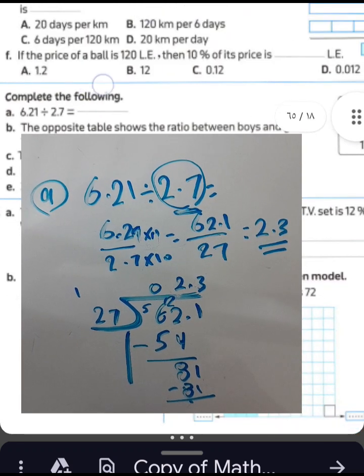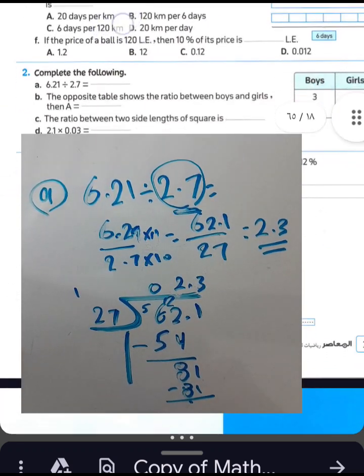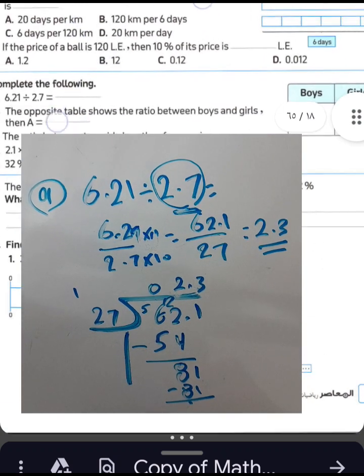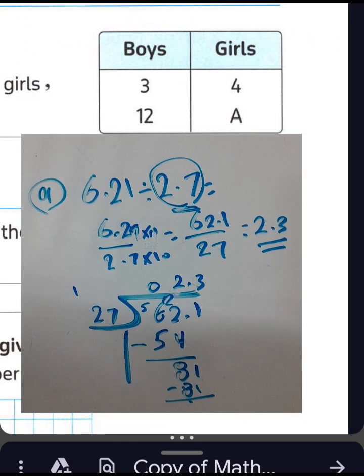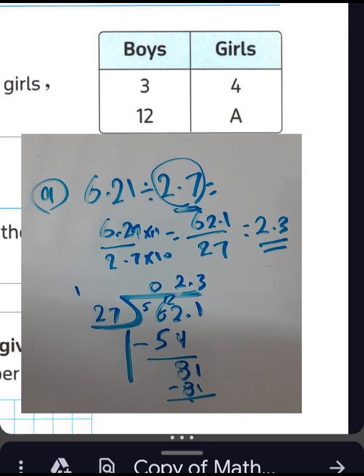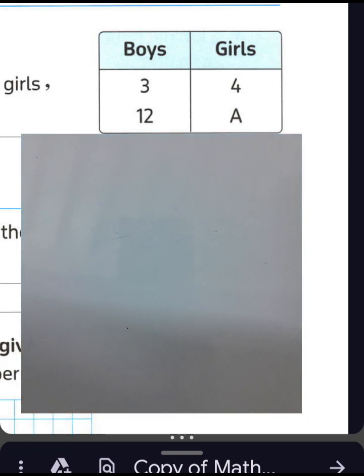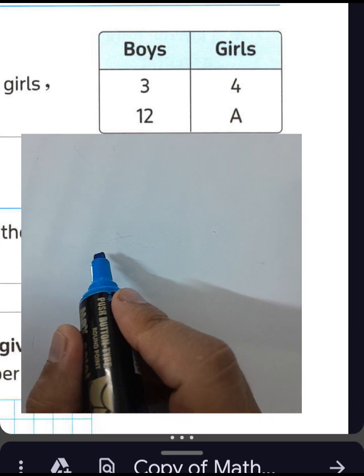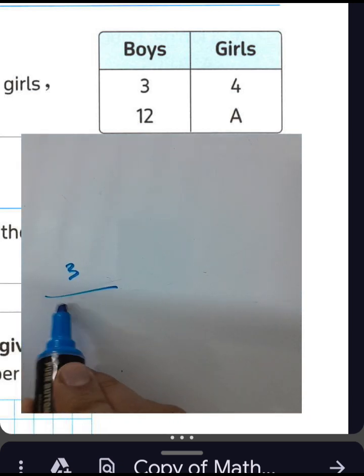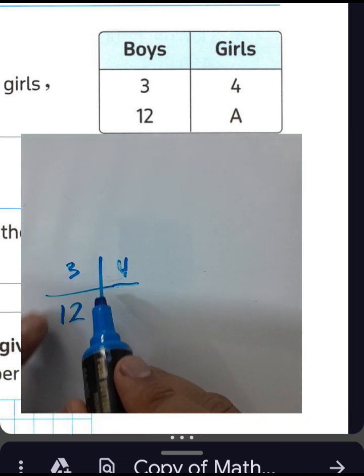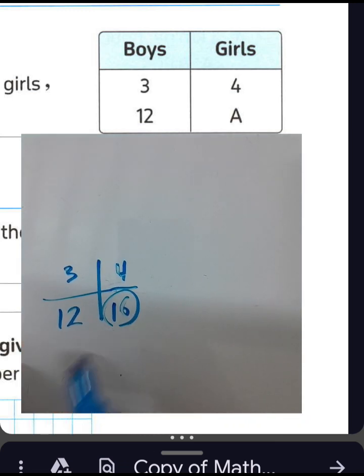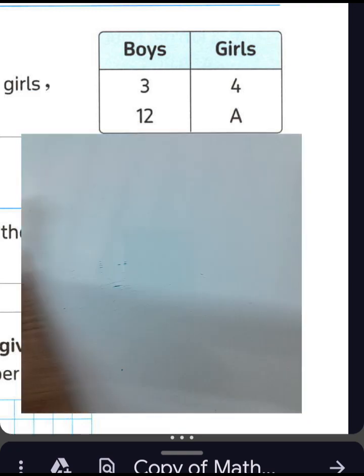Next question, letter B. The opposite table shows the ratio between boys and girls in a space. Okay, to find A here, first step, ask yourself: 3 times what equals 12? 3 times 4 equals 12. And then 4 times 4 equals 16. We have 3, convert to 12 by multiplying by 4. Then 3 times 4 equals 12, 4 times 4 equals 16. Then the value of A equals 16 from this table.